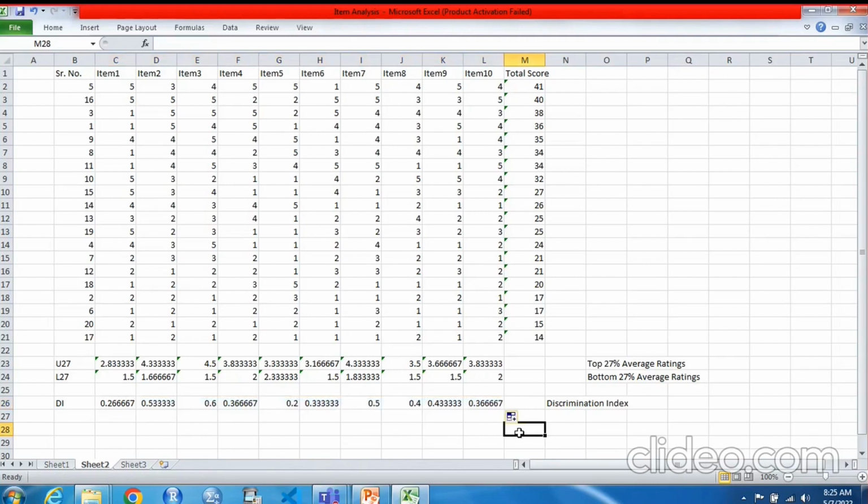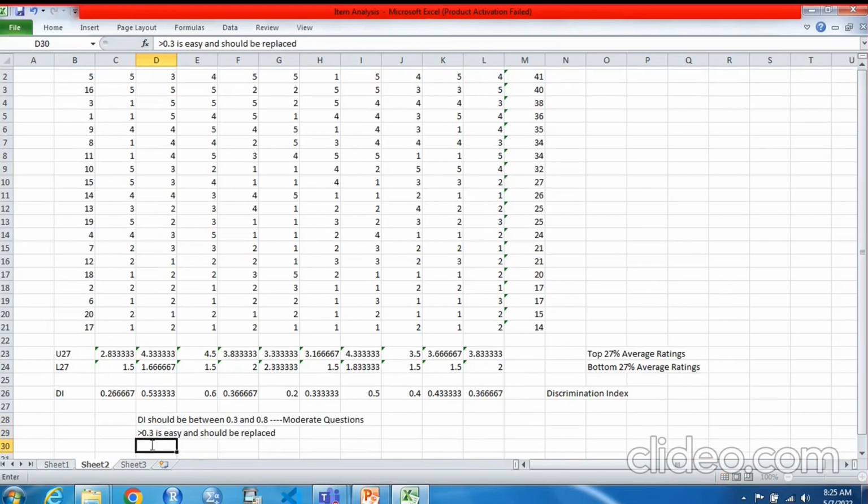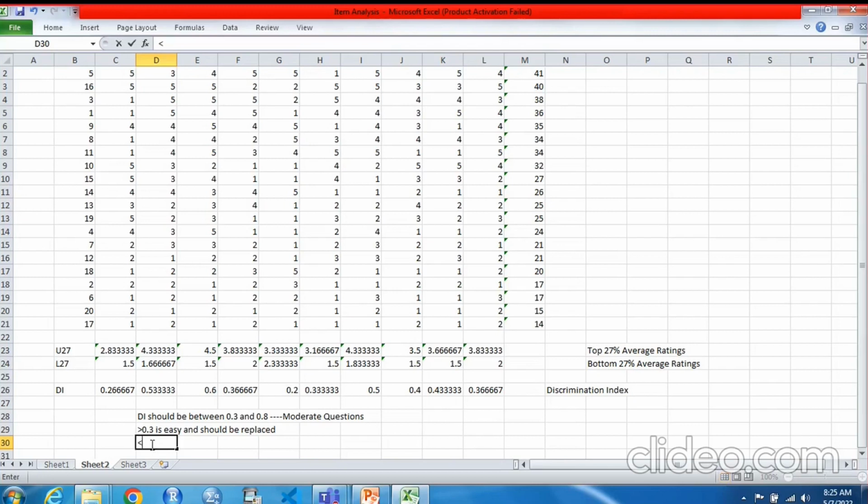Now, what is the DI index? You mentioned that DI should be between 0.3 and 0.8. This represents moderate questions. Less than 0.3 is easy and should be replaced. More than 0.8 is difficult.